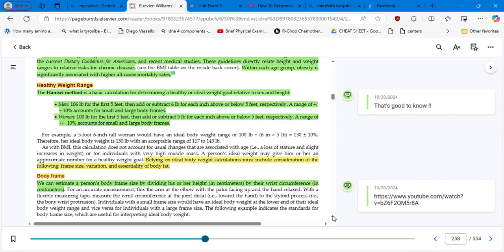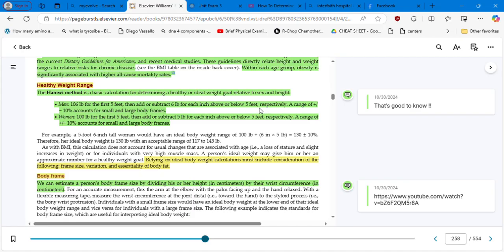The HAMWI method is a basic calculation for determining a healthy or ideal weight goal relative to sex and height. So this is good to know. It's going to help you to calculate where you are and where you want to be in terms of ideal weight. So for men, for example, 106 pounds for the first 5 feet, then add or subtract 6 pounds for each inch above or below 5 feet, respectively.